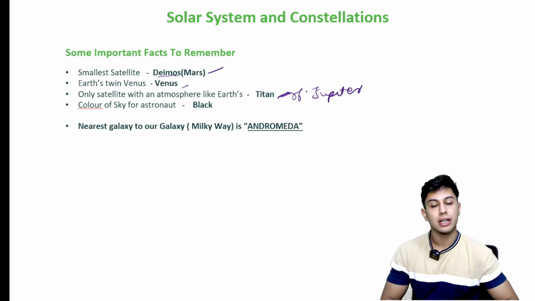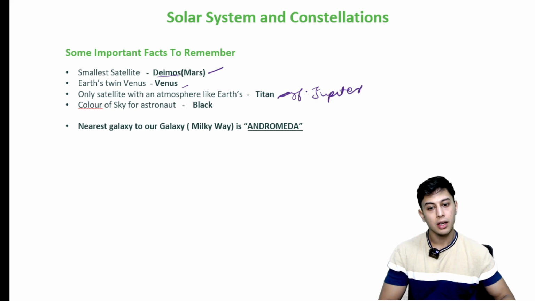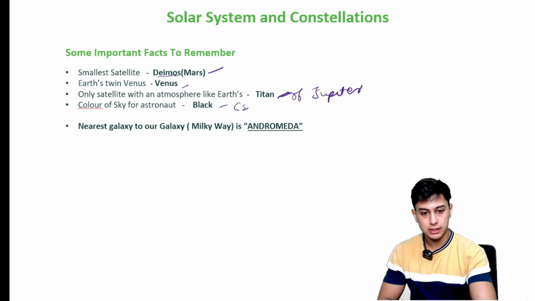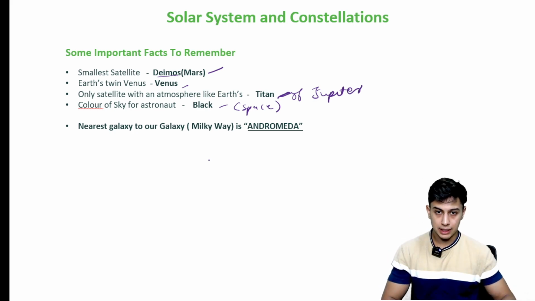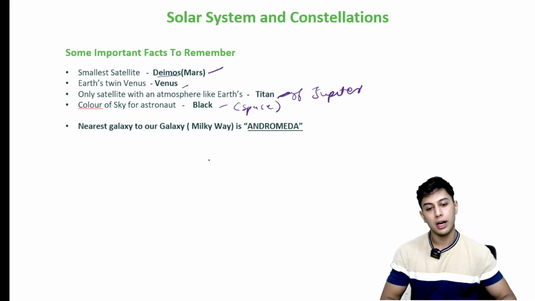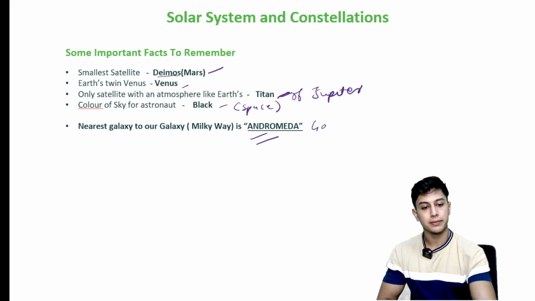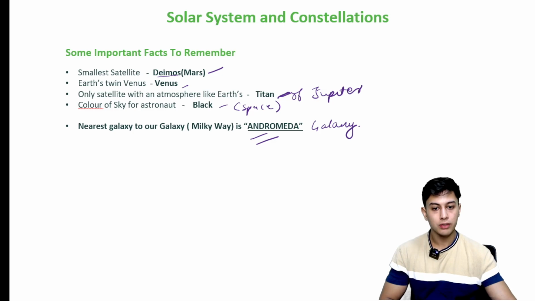Color of the sky for astronauts. So when an astronaut goes into space, how does he see the sky? That is black. Alright, so it is space. Space is black, there is no light. Nearest galaxy to our galaxy. Okay, so our solar system is in a galaxy. Our galaxy has billions of stars. Okay, what is the nearest galaxy to our galaxy? That is Andromeda. Andromeda galaxy. So that will be all for the facts.